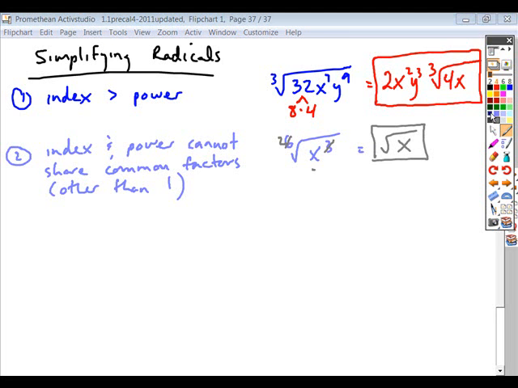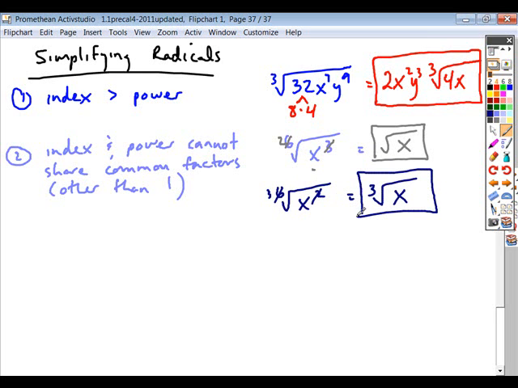And let me compare this to another form. What if I did the 6th root of x squared? So it's almost identical problem, just a slight little difference. And when we simplify this, what goes into both 6 and 2? 2 goes into 2 once, 2 goes into 6 3 times. So we get the cube root of x. So the 6th root of x squared simplifies to the cube root of x.